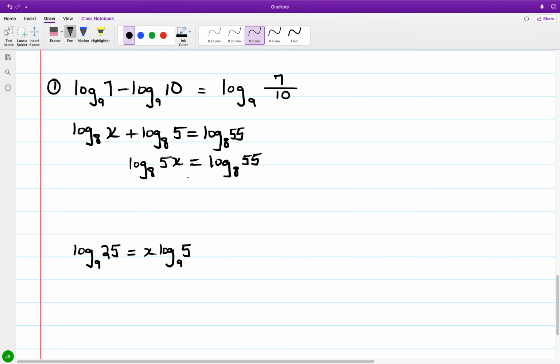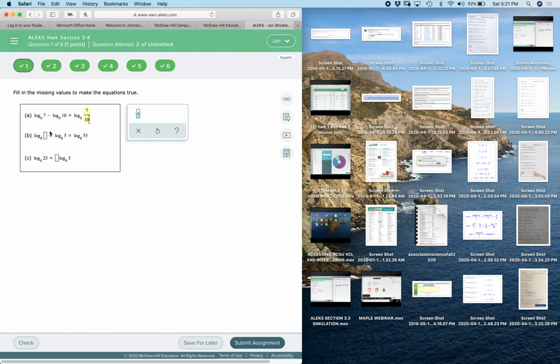Since we have the same logarithmic base and single terms on both sides, we can just set the arguments equal to each other. So 5x is equal to 55, and x is the quotient of 55 divided by 5, so x is equal to 11. The base 8 logarithm of 11 completes the first term.